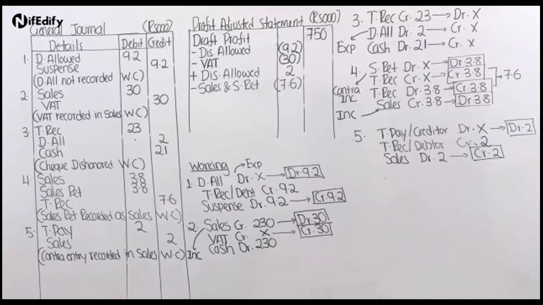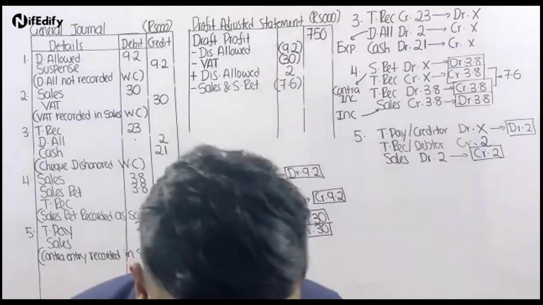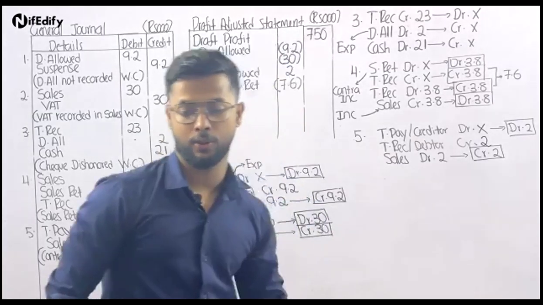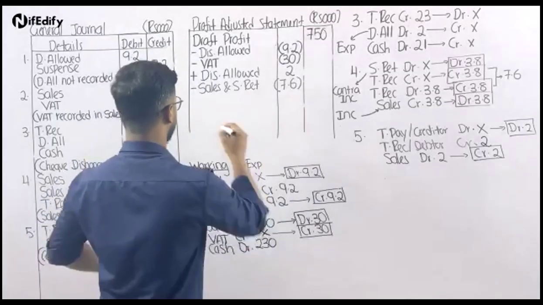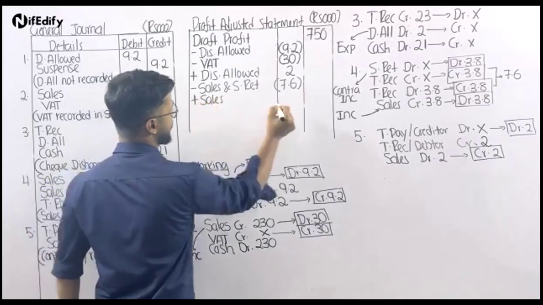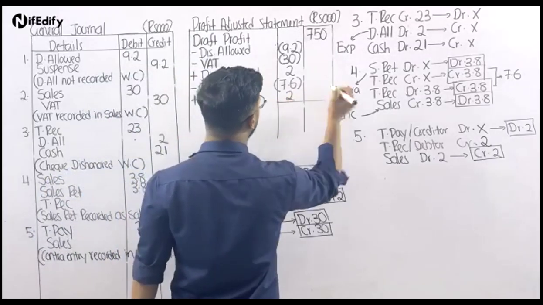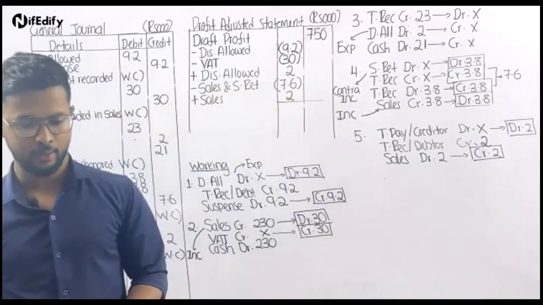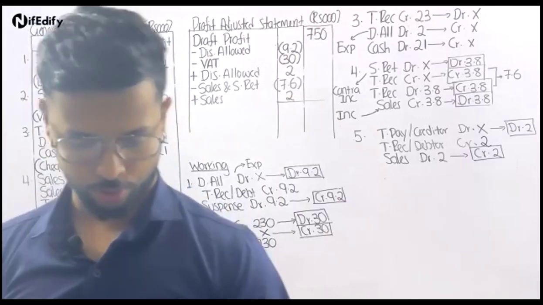Right. Yadurshi, you there? Right, you got to add. Exactly. What do you need to do? You need to add sales. Add how much? 2. With that, we can conclude the question.